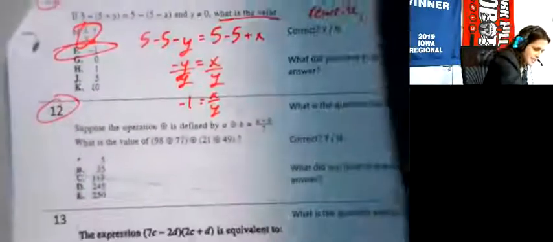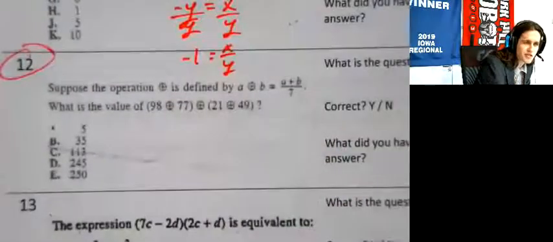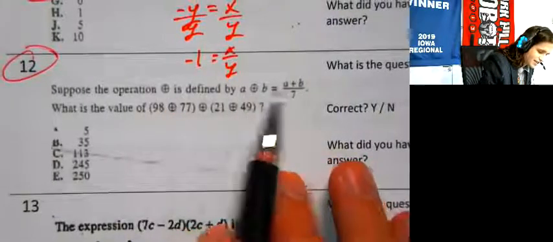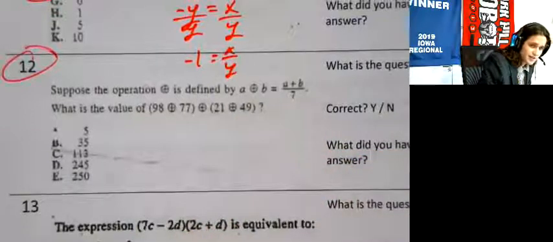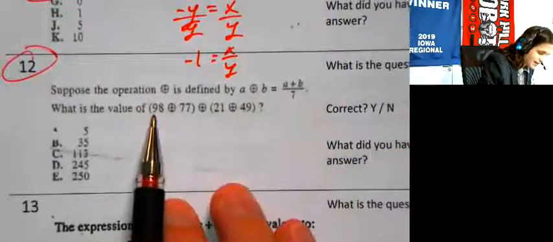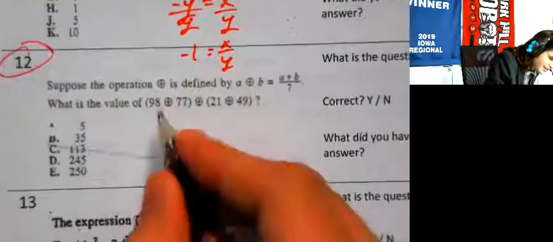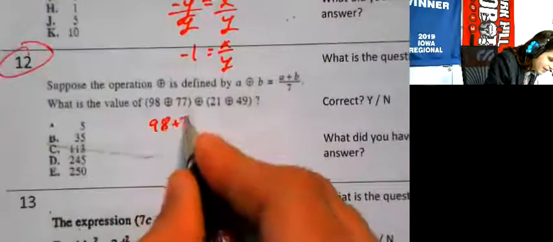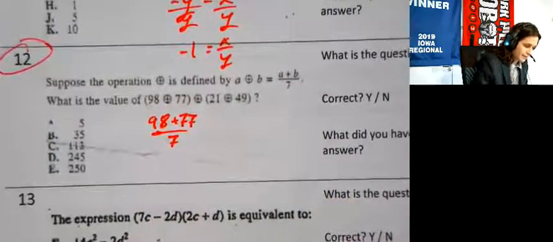Two left. Number 12 is one that just, oh my God, what is this? A cross with a circle. You just plug the stuff in. All right, a cross b is a plus b over 7. So what is this business? 98 cross 77. That's 98 plus 77 over 7. What is that? I don't know.